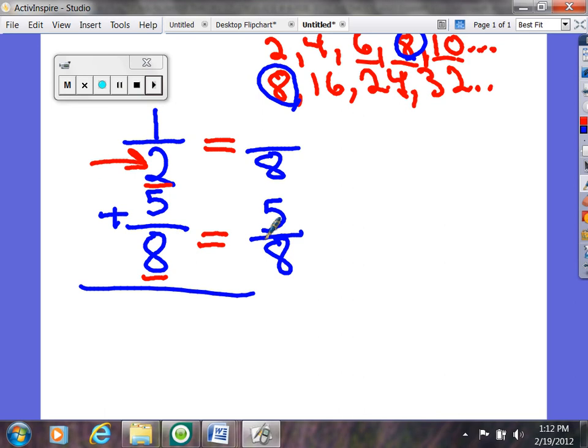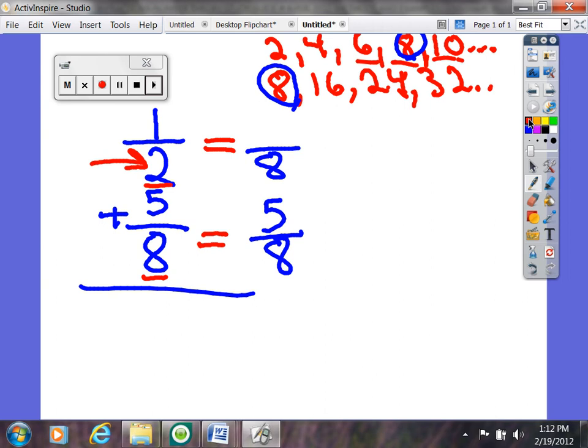Well, how do you change 1/2 to 8ths? I remember our rule to find an equivalent fraction. You find the relationship between either the denominators you know or the numerators. So I know my denominators, both of them. 2 times what is 8? 4. Whatever I do here, I'm going to do the same thing here. 1 times 4 is 4.